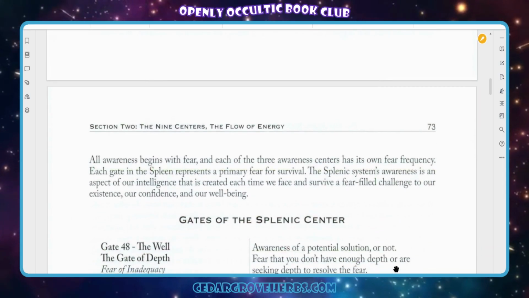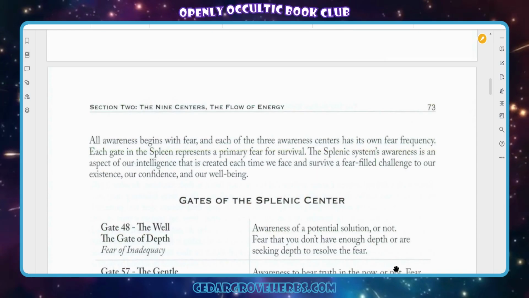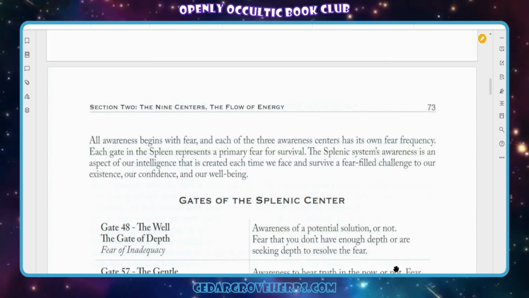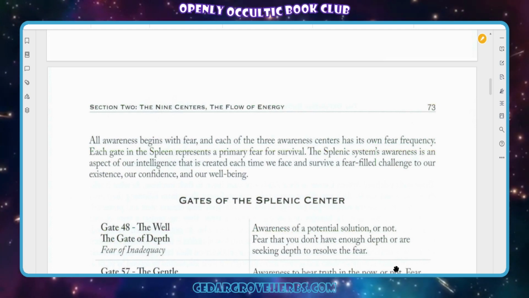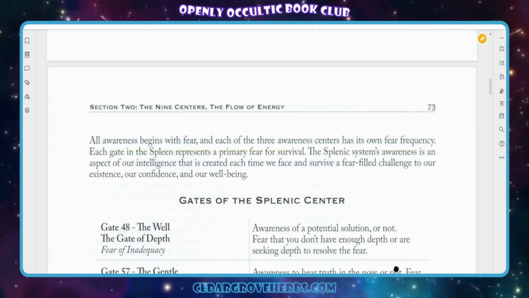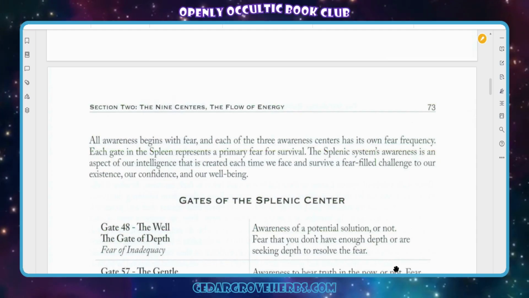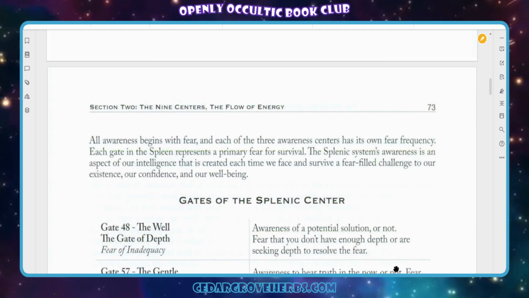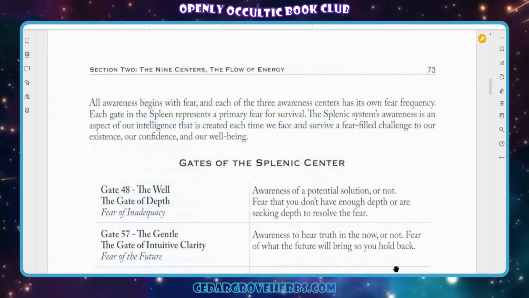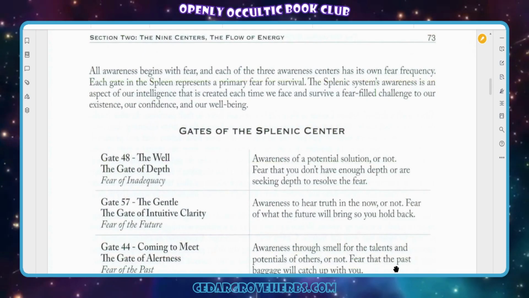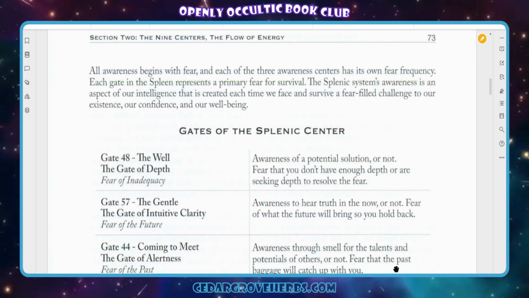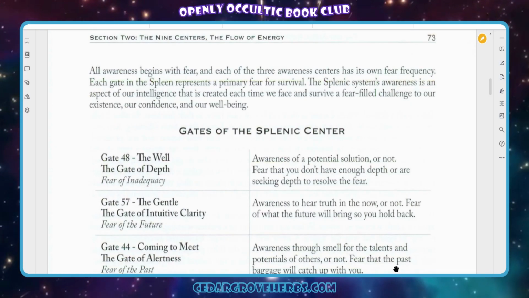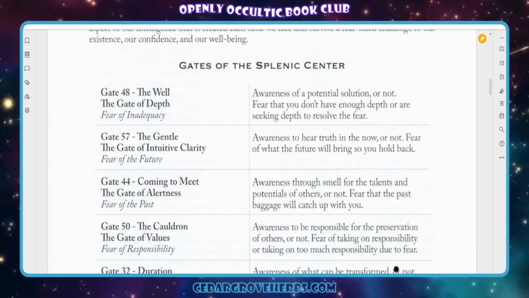Okay. All awareness begins with fear, and each of these 3 awareness centers has its own fear frequency. Each gate in the spleen represents a primary fear for survival. The splenic system's awareness is an aspect of our intelligence that is created each time we face and survive a fear-filled challenge to our existence, our confidence, and our well-being. So here are the gates of the splenic center.